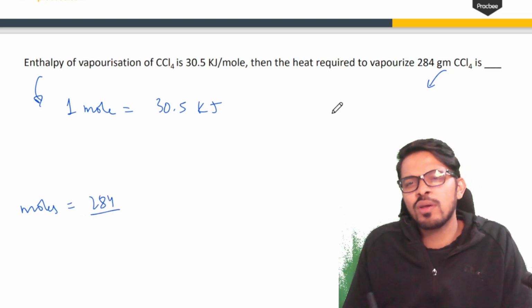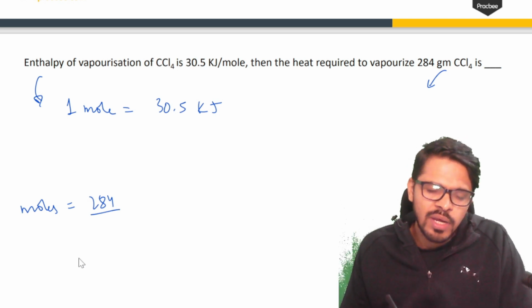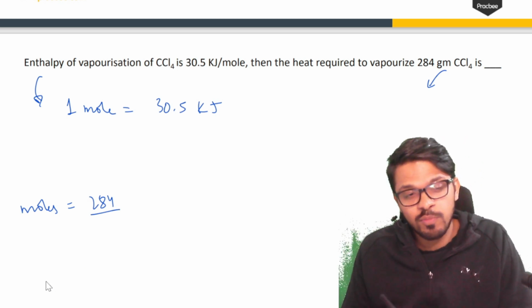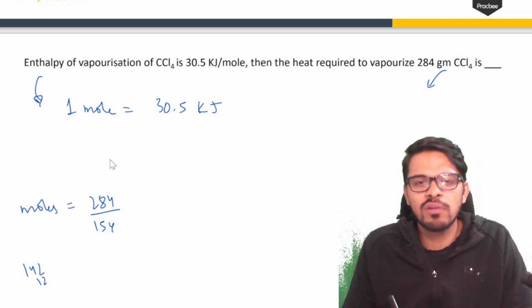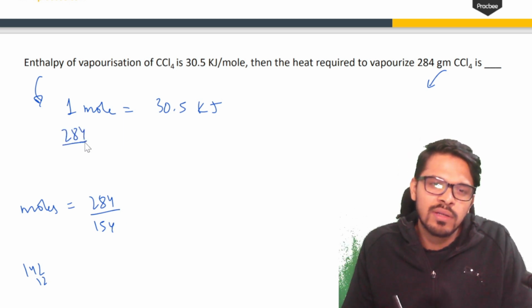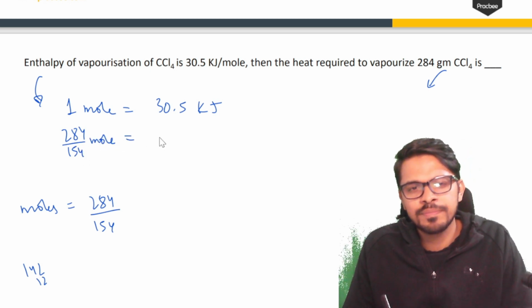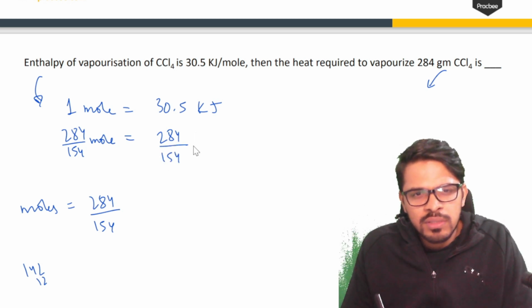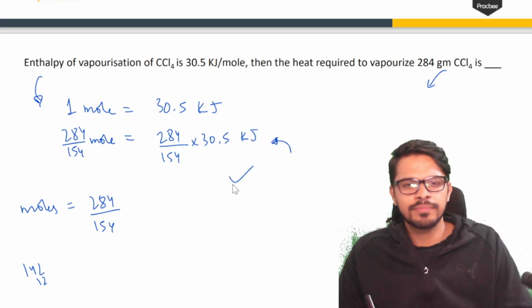284 divided by the molecular mass. If we talk about chlorine, it is 35.5. So that means 4 times 35.5 is 142, and 142 plus 12 is 154. So these are the moles of CCl4. You can calculate, I am leaving at this point only. For these many moles, the heat or the energy required would be these many kilojoules. Right?